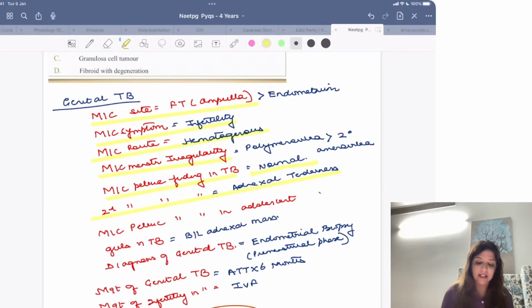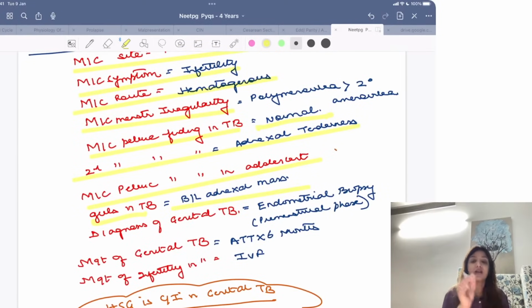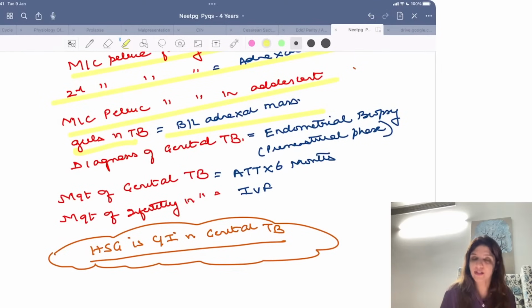But if genital TB is happening in adolescent girls, then a bilateral adnexal mass is the most common pelvic finding. If it is happening in reproductive age females, pelvis is normal, right? But if it is happening in adolescent girls, then the most common pelvic finding which you get is a bilateral adnexal mass.